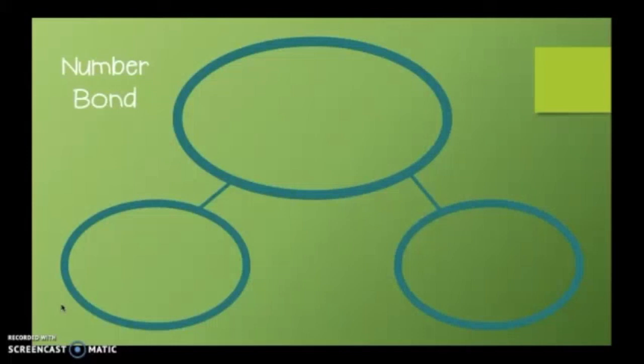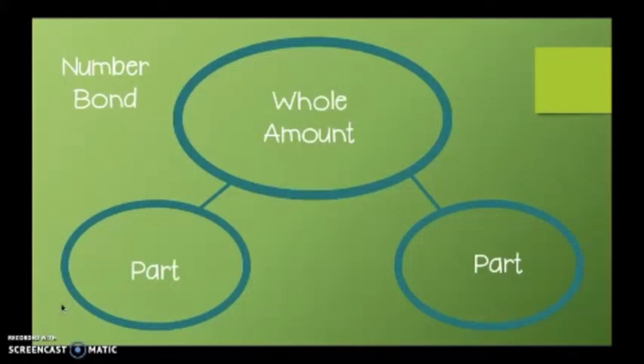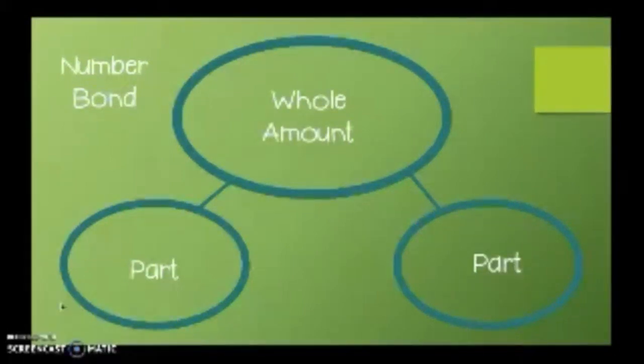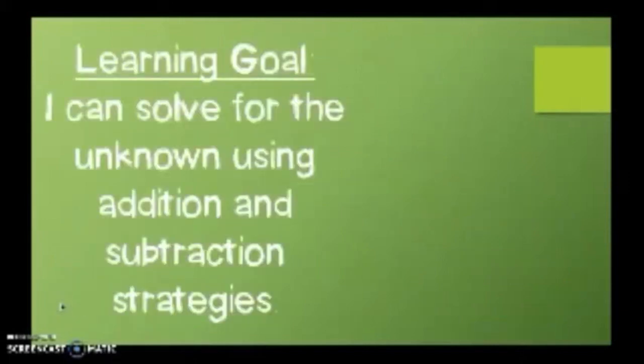Now, there are 3 different pieces to the number bond. Do you remember what goes to the top? That's right, the whole amount, or how much I have all together. And then the 2 little things that branch off the whole amount are the parts. Now, if I add the parts together, that equals the whole amount. This tool is so helpful, and today it's going to help us when we're thinking about solving for an unknown again, or something we don't know.